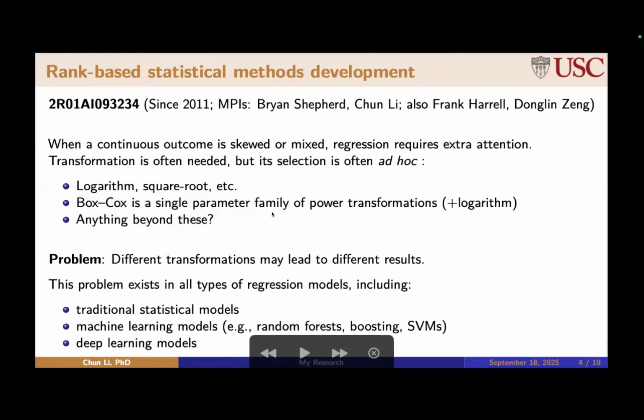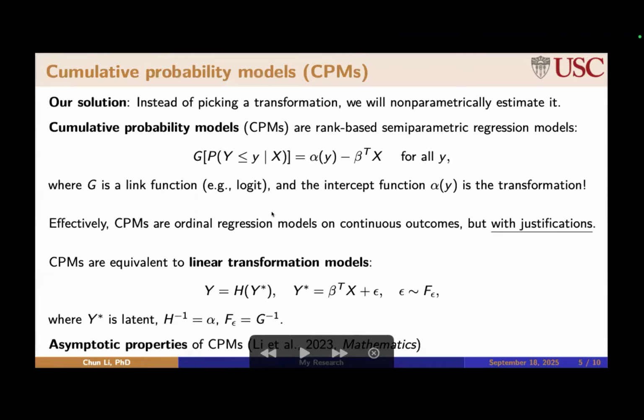All right. So I already went through half of the talk. Our solution is, instead of picking the transformation, we want to estimate it, and we estimate it non-parametrically. We call it CPM. Basically, it does rank-based parametric regression analysis. It's written this way: if you have learned ordinal data analysis, you will recognize the similarity. It turns out that what we are doing essentially is treating continuous outcomes as if they're ordinal. But we have justifications for why we do it.